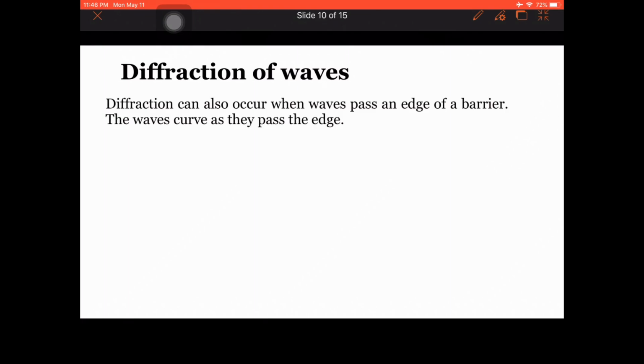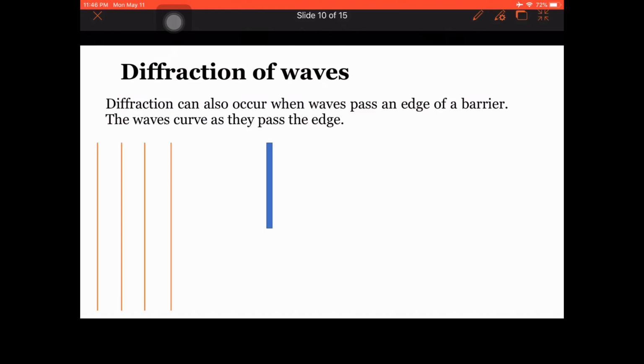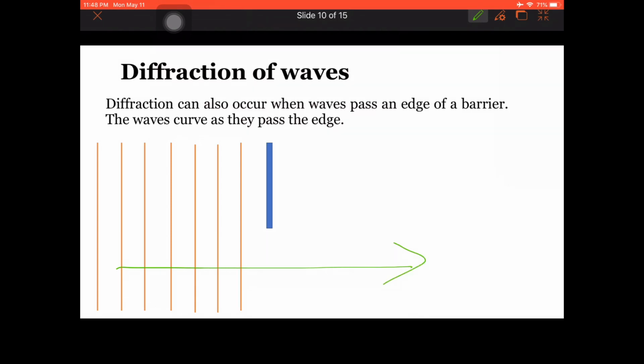Diffraction can also occur when waves pass an edge of a barrier. The waves curve as they pass the edge. Let's say that we have a barrier here which is half the size of our wavefronts. As the wave approaches the barrier, the directions will also change. Here's the direction of the wave as it passes the barrier. As you can see, here it will be just straight. The wavelength will be equal to the original wave, and the curving will occur this way around the edges.